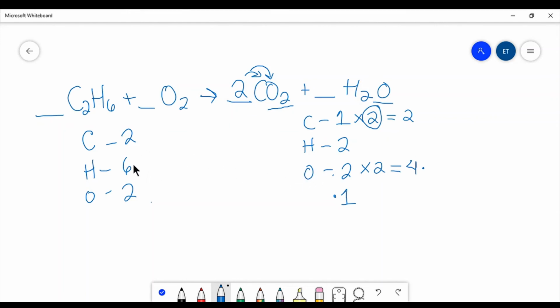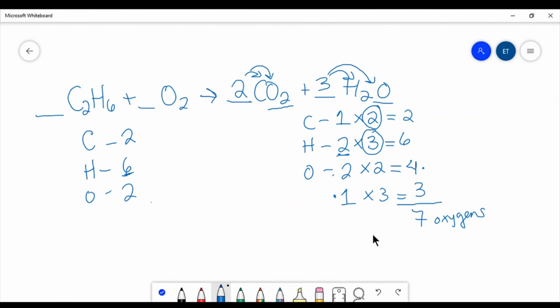We're going to move on with the hydrogens. We know that we have 6 on the reactant side. So this 2, we want to turn it into a 6, so we're going to multiply it by 3. So this coefficient is going to give us 6 hydrogens. So we're also going to multiply this oxygen by the 3. Okay, so now that we know the coefficients for all the other elements, we're going to add these oxygens, and it gives us a total of 7 oxygens on the product side.